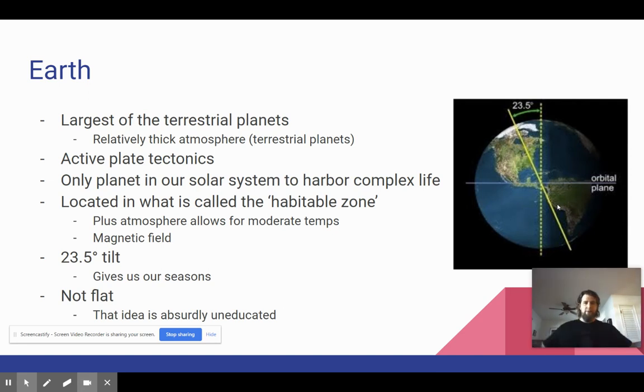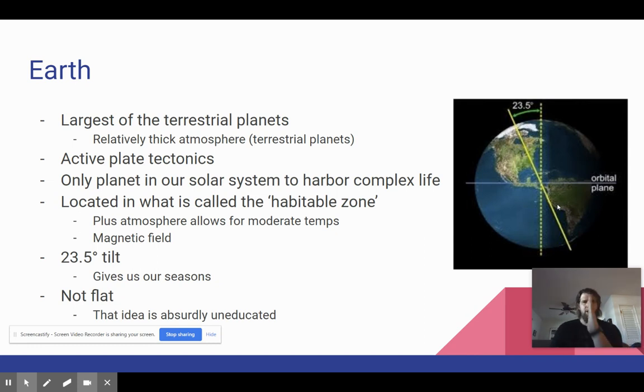Is there life outside of our solar system? Probably. The numbers support it. But in our solar system, we are the only ones that harbor complex life. So we are located in what's called the habitable zone. If you remember Goldilocks and the Three Bears, one porridge was way too hot, one was way too cold, and one was just right. Well, we are at a distance from the sun where it's not too hot and it's not too cold. It is perfect for conditions that bring about life. Our atmosphere moderates our temperature as well, and we have a magnetic field, which we will get to in later lectures. But these are the things that protect life on Earth.